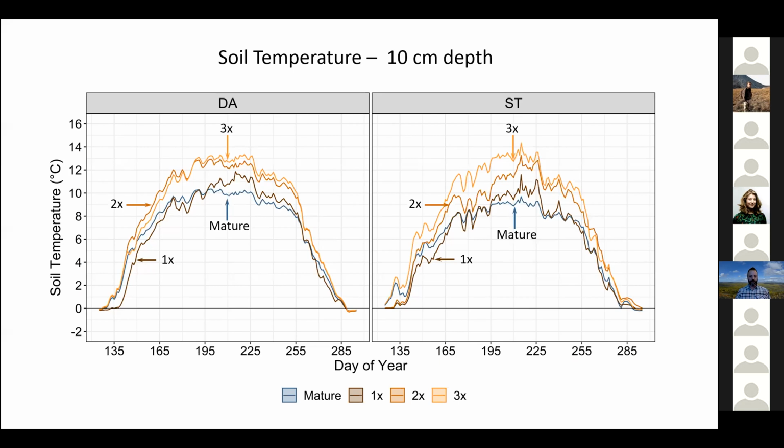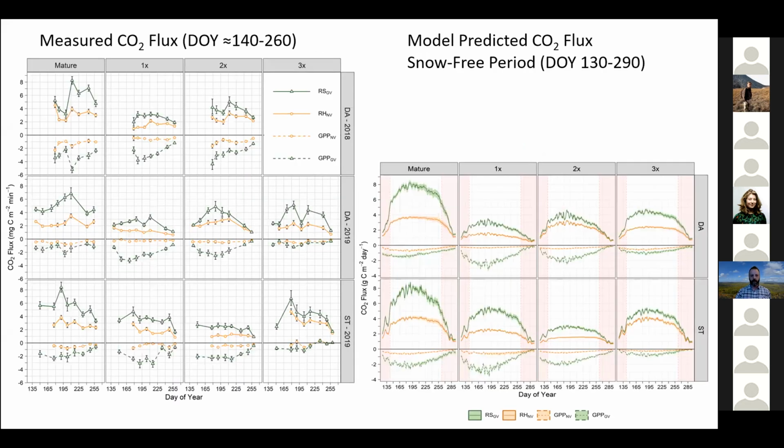Looking at the differences in soil temperature, it's a little hard to read on this, but you can see that the 3-time burn by far had the deepest soil temperatures over the course of our measurements, which was during the growing season, followed by the 2-time burns, and then the 1-time burn and the mature forest were fairly similar at the 10-centimeter depth. Our measured fluxes, if you look on the left, we had measured fluxes from one site over a period of 2 years, and on the Stee site only over a period of 1 year.